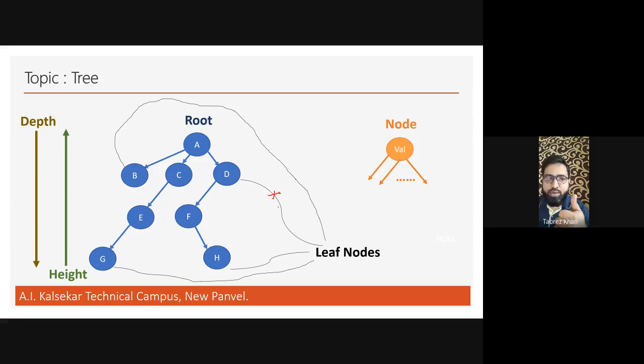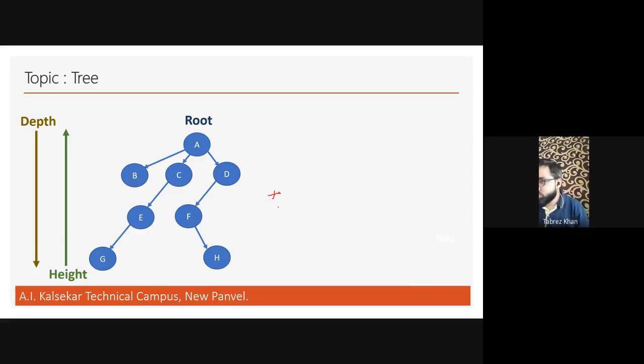Okay, you can find the depth of a node, and you can find the depth of an entire tree. Likewise, you can find the height of a node, or the height of an entire tree. So what then is depth? Let me remove some parts. Nodes removed, leaf node also goes.